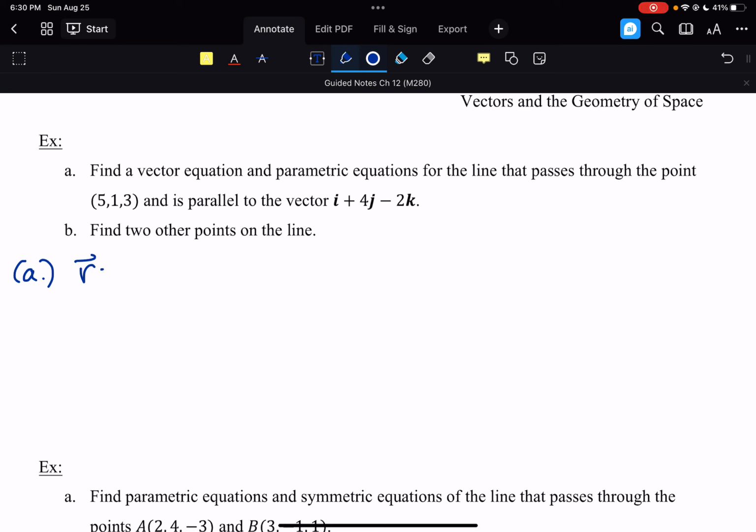we'll start off with the vector equation. The point (5, 1, 3) gives us our starting point, or our initial point. So that'll be the r naught vector. So vector (5, 1, 3) plus t times the direction vector for the line. We know that it's parallel to this vector, which means, in other words, they have the same direction. So that one will be (1, 4, negative 2).